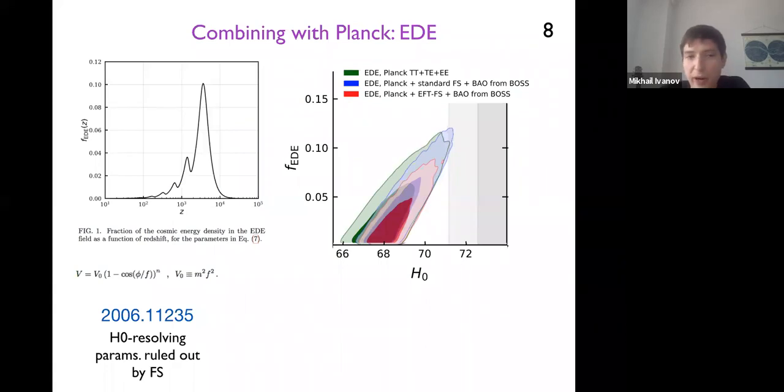And essentially the idea behind this scenario is that if you had some axion-like scalar field prior to recombination, and this scalar field contributed 10% of the total energy budget at this epoch, then it would be enough to reduce the size of the sound horizon and then maintain a good fit to the Planck CMB data while simultaneously agreeing with the local H0 measurements.